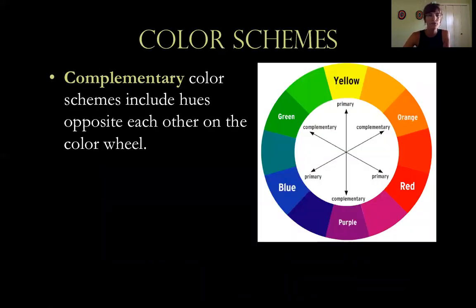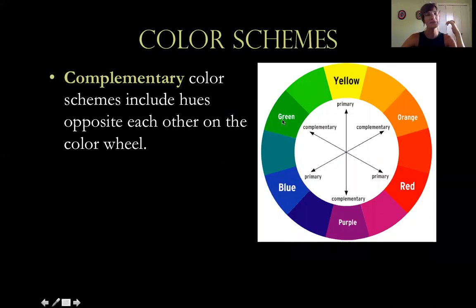Another important key term: complementary colors. Complementary colors are color schemes that are opposite one another on the color wheel. So for instance, yellow and purple, blue and orange, green and red. Can you think about complementary colors that you see often, that are used together?